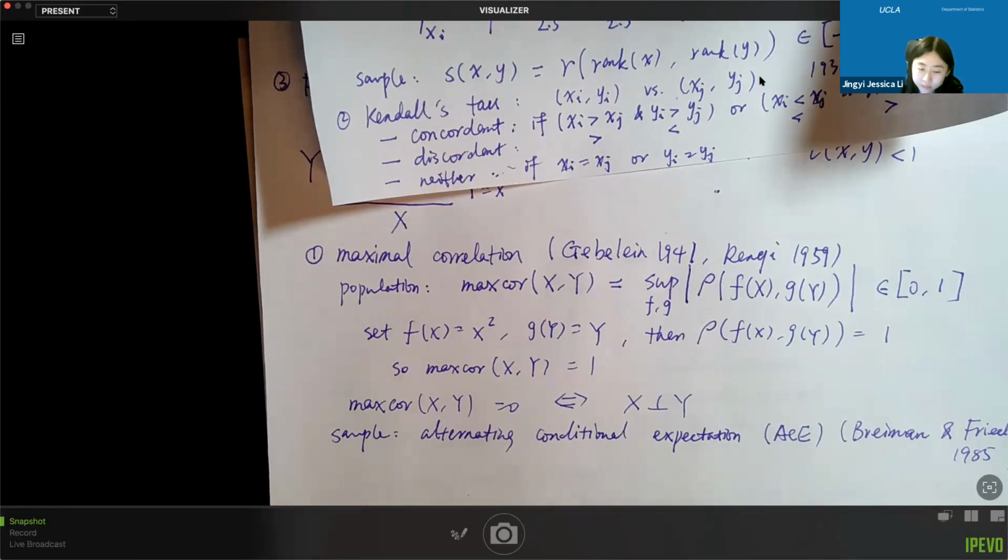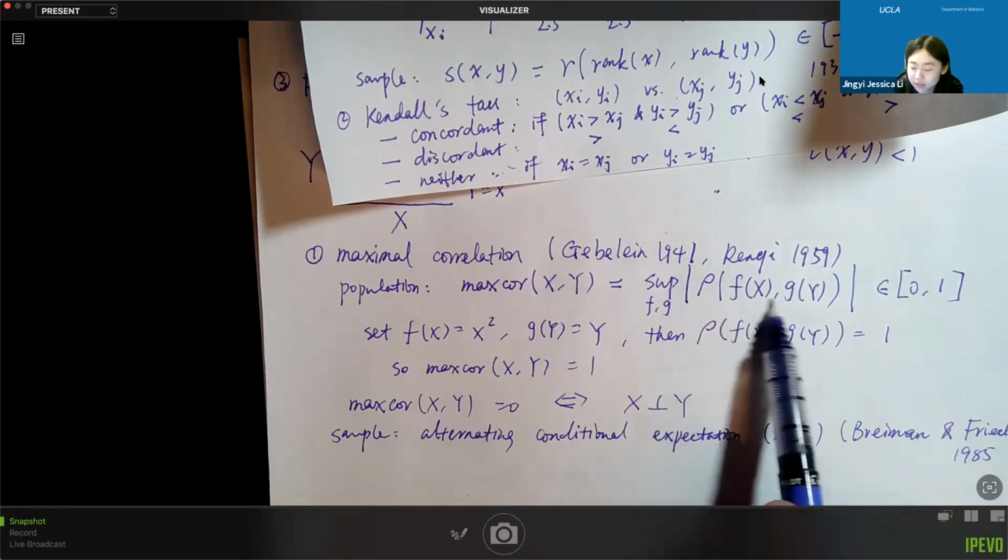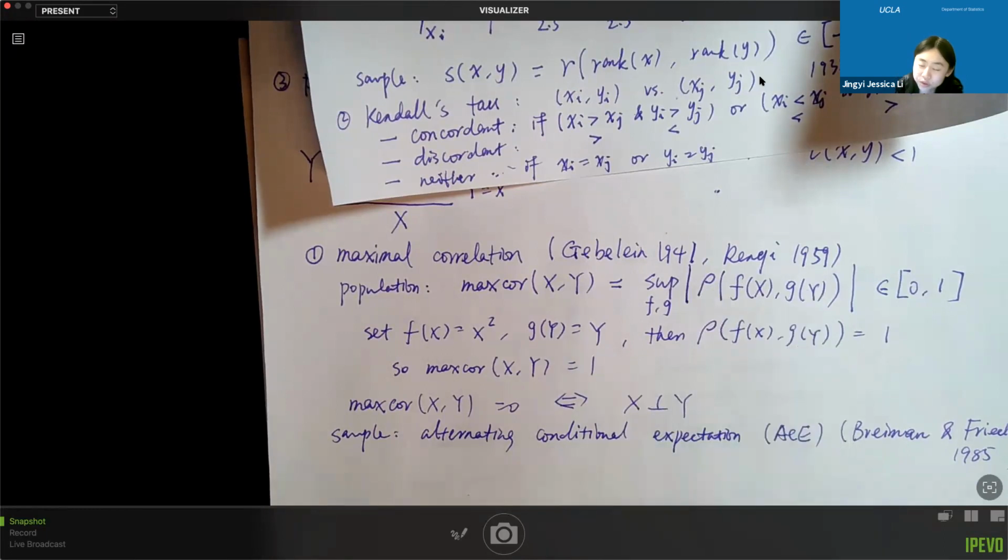So how does it work? Let me just give you a very brief preview before we talk about it next time. It tries to convert the problem of maximizing the correlation into another problem of minimizing the expected squared differences between f(x) and g(y). So it changed the problem from a maximizing problem to a minimizing problem, and also changes the objective from absolute correlation to the expected squared differences between f(x) and g(y).